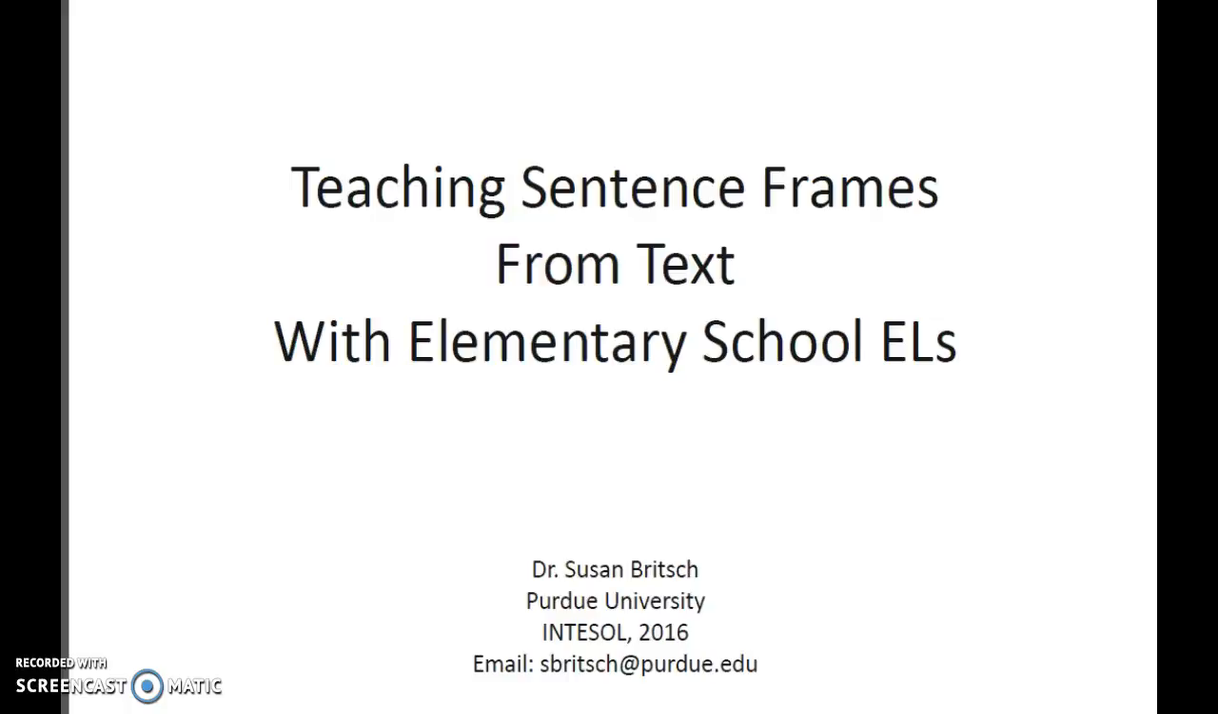Hi, I want to walk through an example of using the basics of linguistics and pattern finding in languages to teach, in this case, sentence frames. It's kind of a model for anything that you might want to teach.